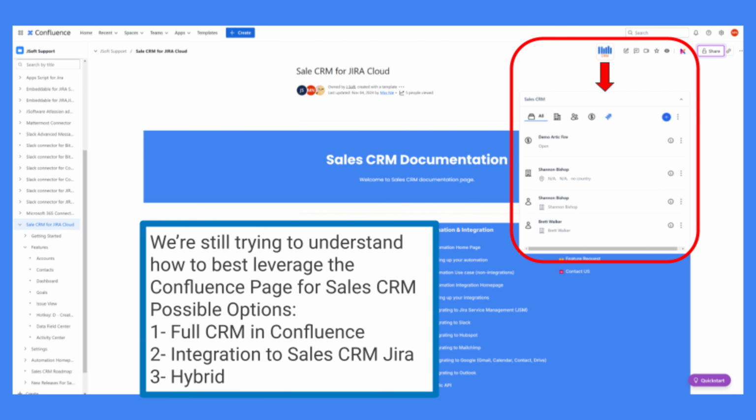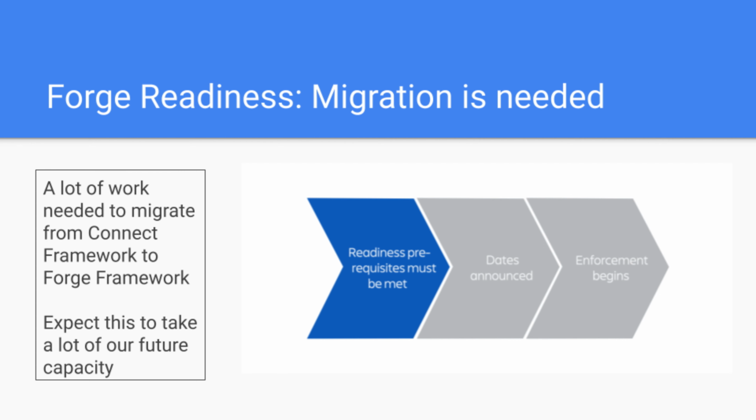Sales CRM for Confluence. In Q1, we started looking at Confluence integration of some sort. We are continuing to lay down the groundwork in Q2 until we find a solution that we like. Stay tuned. Forge migration. In Q1, we started looking at the Forge migration. We'll be continuing to work on this throughout the year.